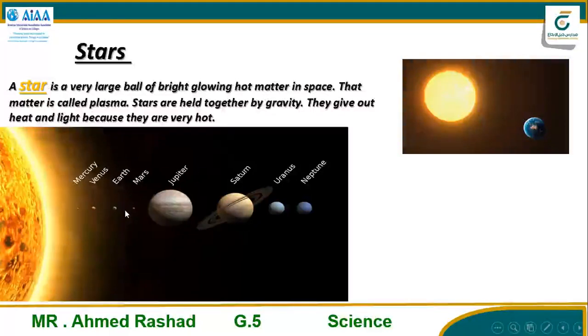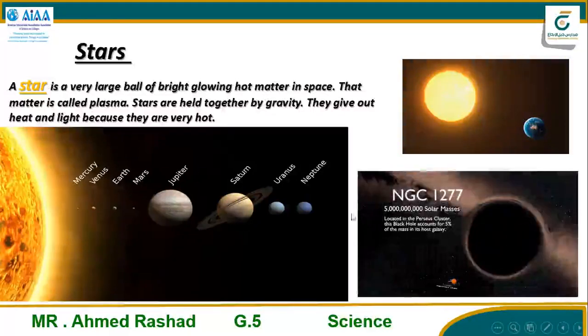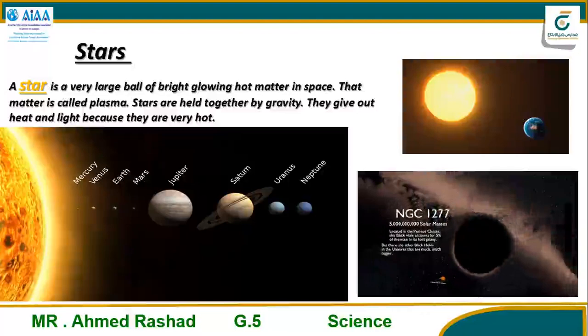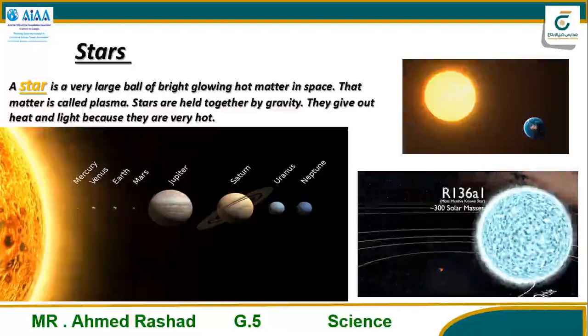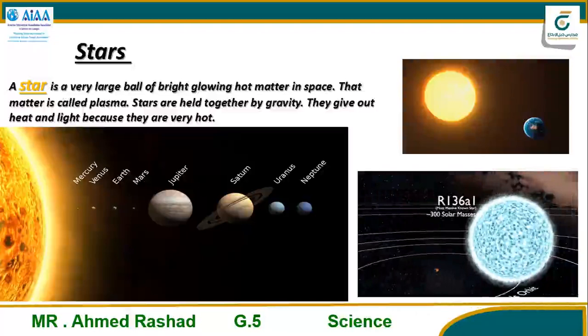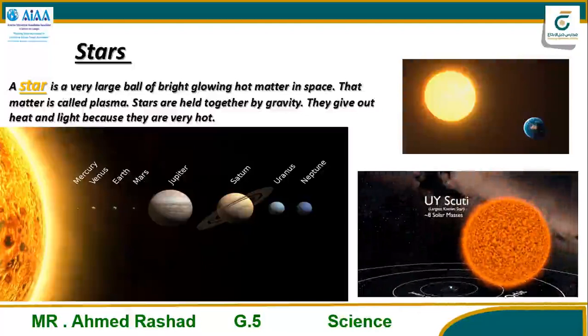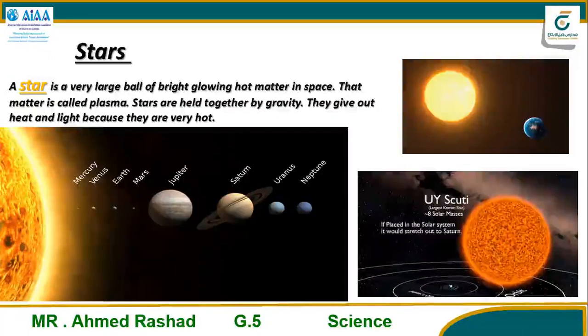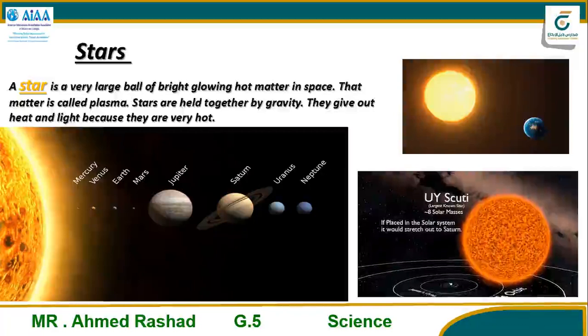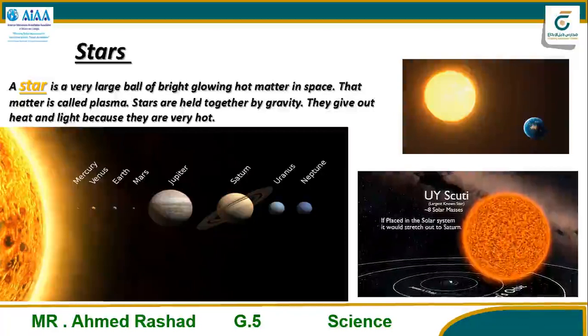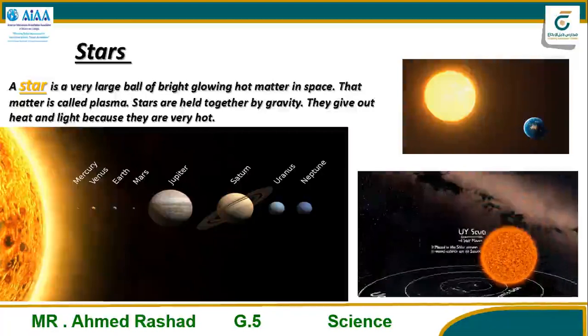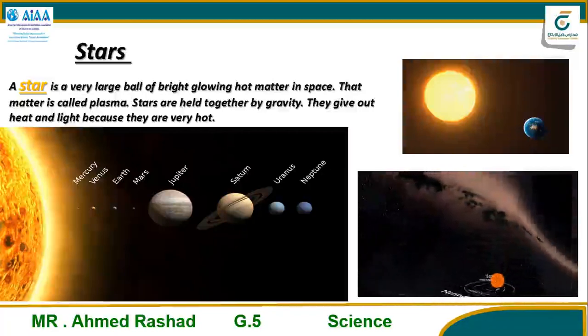This is easy for you. You can see in this video that explains the size comparison between the stars in our solar system and other galaxies. We have differences in size among all the stars in our universe. We have stars 100 times as large as our sun, or 300 times as large as our sun.